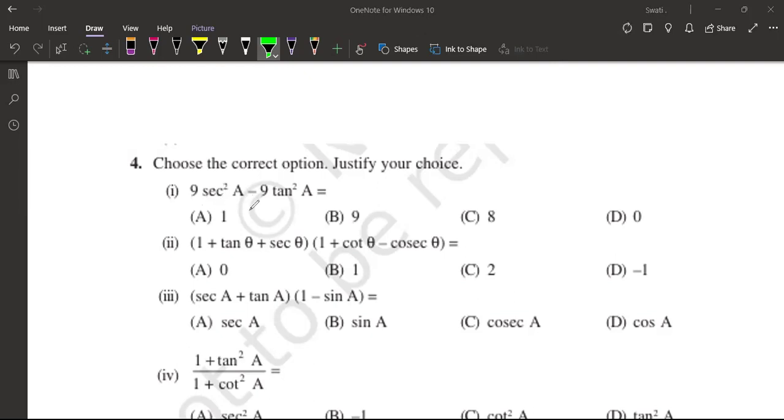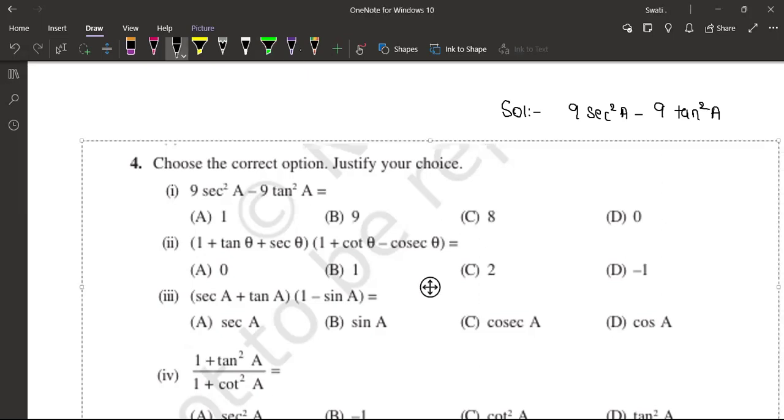So the first question is extremely simple, one line answer. 9 sec square A minus 9 tan square A is equal to what? What do you think, Manya? Any idea how can we solve this? 9 sec square A minus 9 tan square A will be what? So do you see something is common here? What is common? 9 is common. Very good.